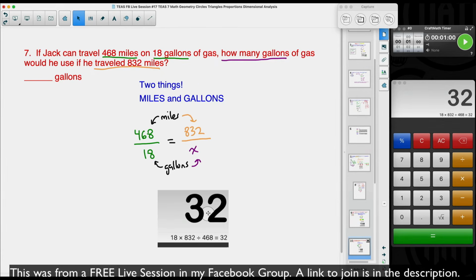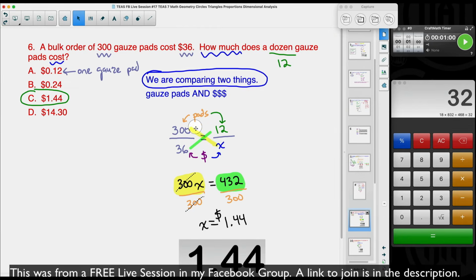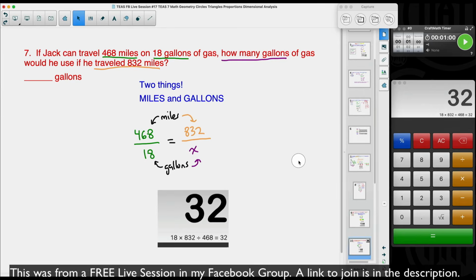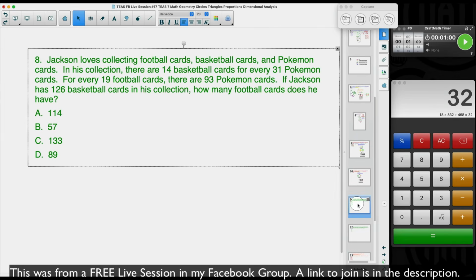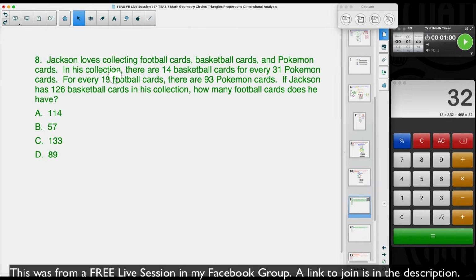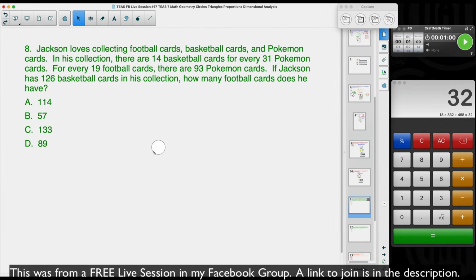All right, so that's two things, and we've done completely different things. Gauze pads and money, miles and gallons. It could be boys and girls. It could be red marbles and blue marbles. Now, let's look at a scenario where maybe we have more than two things.